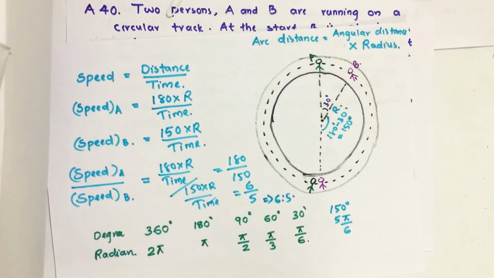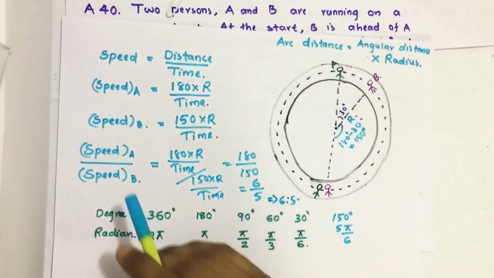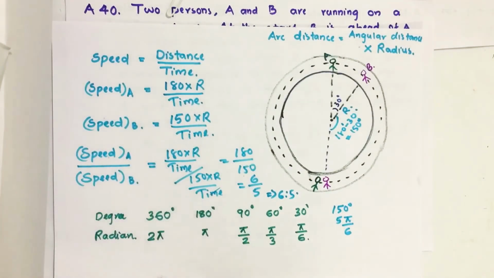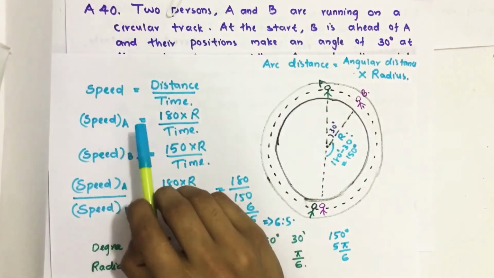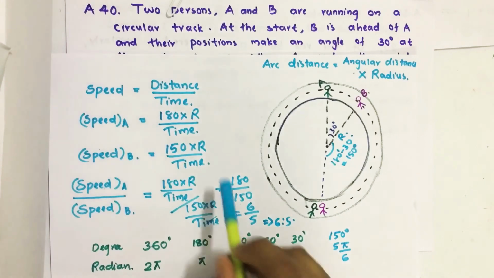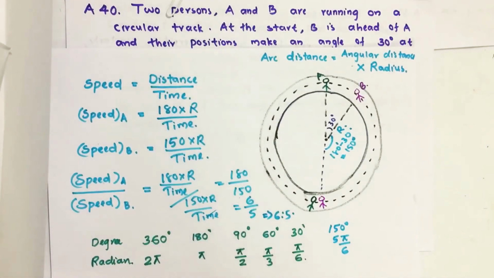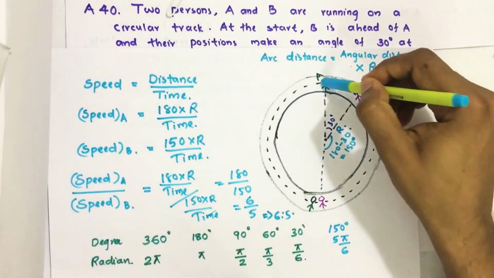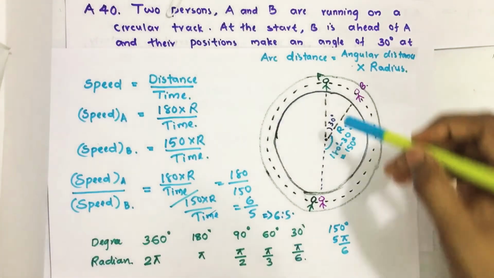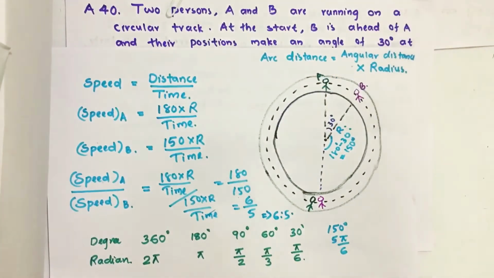These are the given statements. Based on this, we have to find what is the ratio of speed of A to speed of B. We know speed equals distance divided by time. So if we know the distance traveled by A and B, then we can find the ratio of the speed of A and speed of B, because the time taken by both A and B is the same. So first we find the distance traveled by A.